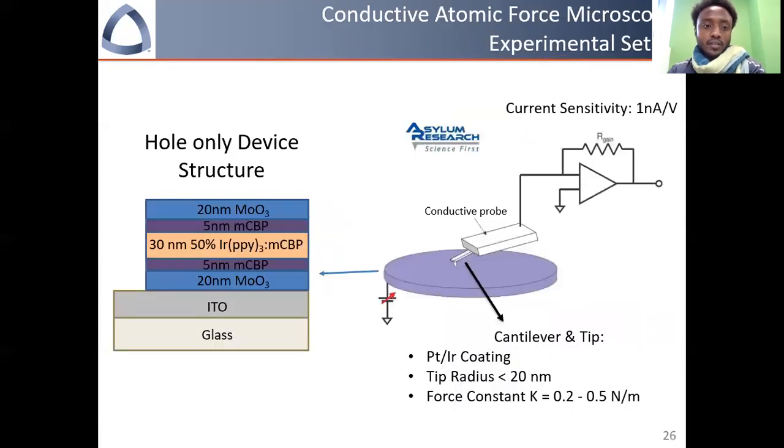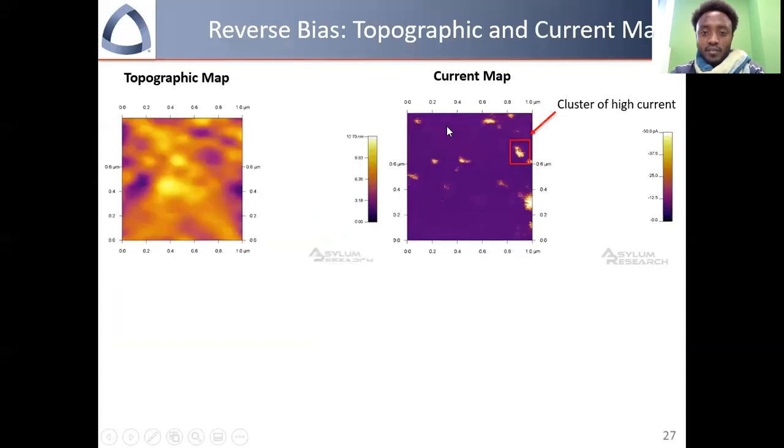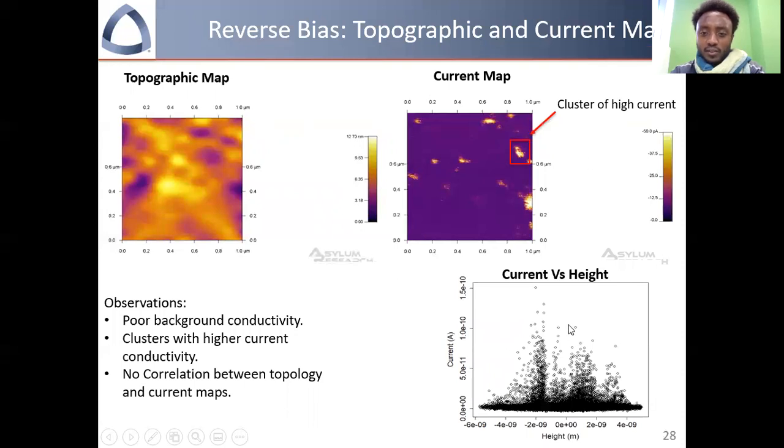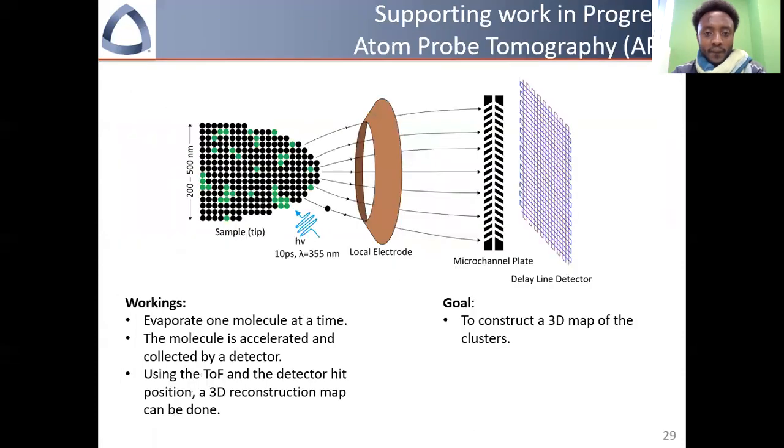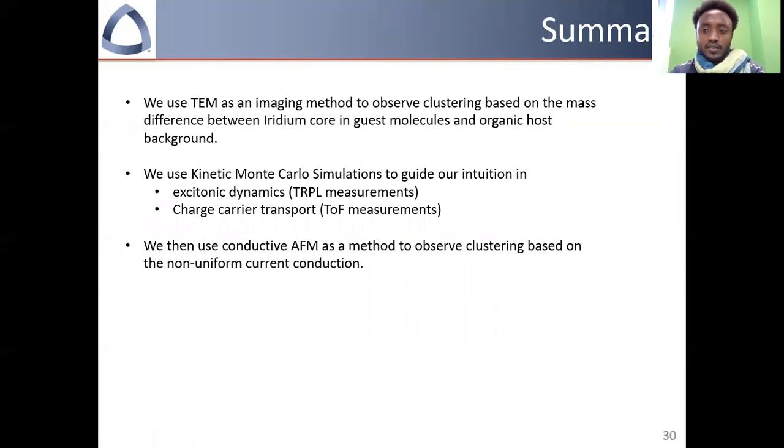And we do actual experiments using hole-only devices, using conductive atomic force microscopy. We are able to see that you have a background in which you don't have high currents and some clusters in which you have high currents. And this is not due to a simple topography effect. You see that these clusters are not correlated to the actual topography of the device. So supporting work we are now doing, we're using atom probe tomography to try to see the 3D map of these clusters.